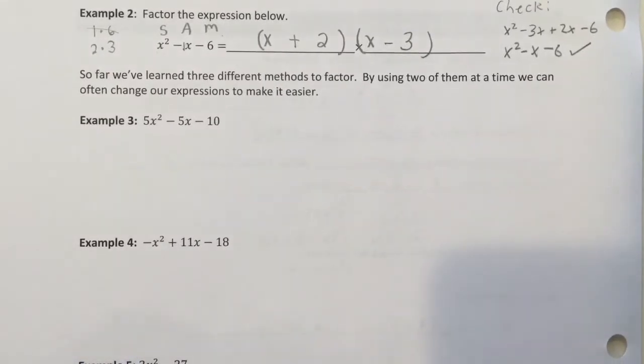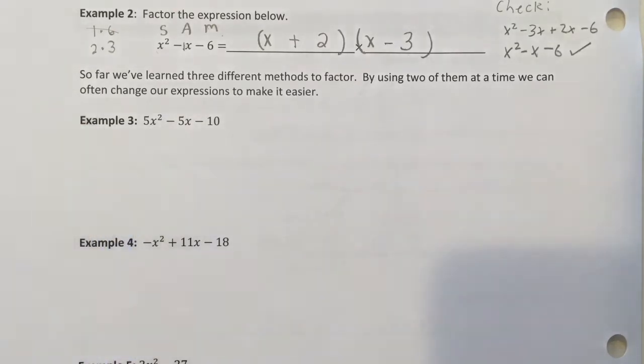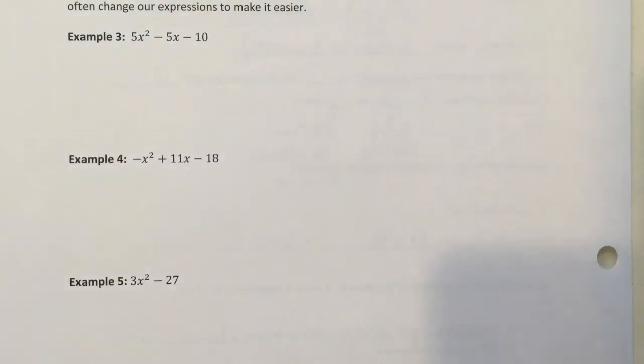So now, if we look at a couple other examples, so far we've learned 3 different methods for factoring. We've learned GCF, difference of squares, and SAM. This is where the flowchart is really going to come into play. So if I have 5x squared minus 5x minus 10, I'll keep that at the top. And I will use our flowchart here.